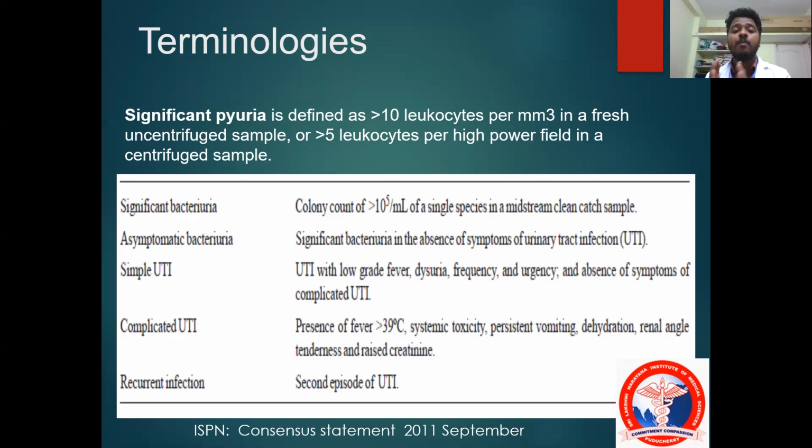So what are the symptoms of complicated UTI? We have to know. In complicated UTI, there will be signs, symptoms and laboratory signs of pyelonephritis. That is, presence of fever more than 39°C, systemic toxicity, persistent vomiting, dehydration, renal angle tenderness, and raised creatinine. Recurrent infection means the second episode of UTI itself is a recurrent infection. So these are some of the terminologies which you have to know. These terminologies have been given in the International Society of Pediatric Nephrology Consensus Statement, September 2011.